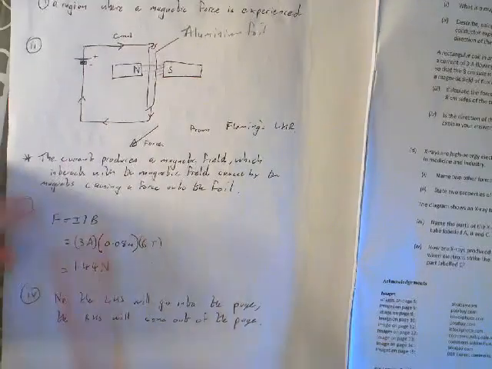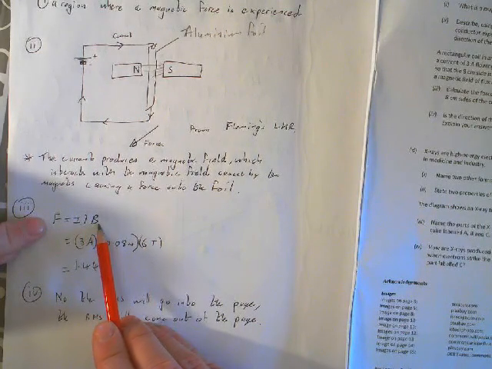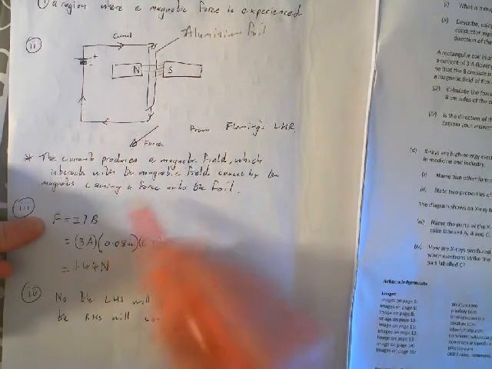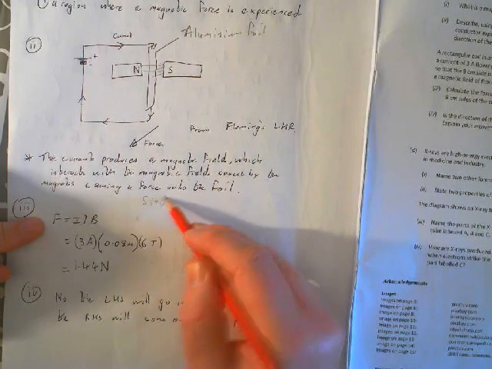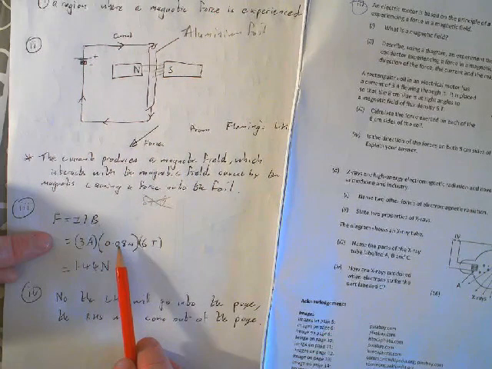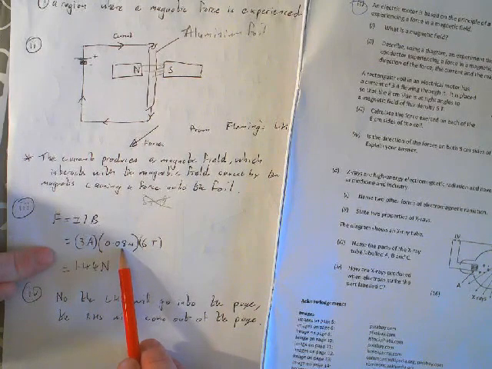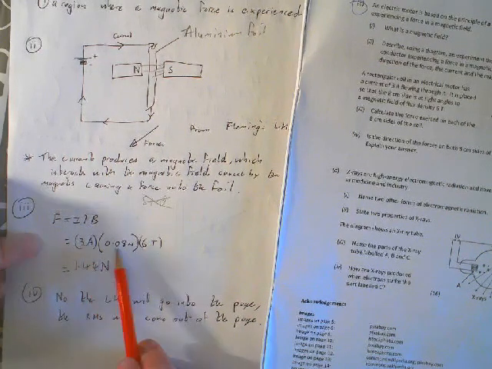Okay. A rectangular coil in an electric motor has a current of 3 amps flowing through it. It is placed so that the 8 centimeter side is at right angles to a magnetic field of flux density 6 Teslas. Calculate the force exerted on each of the 8 centimeter sides of the coil. Well, this is going to be your F equals ILB. The force it experiences is the current times the length times the magnetic field strength.